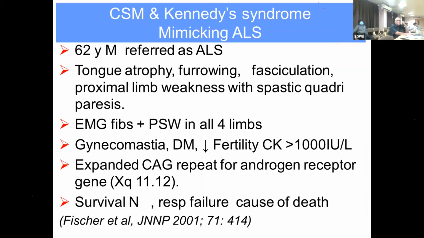A 62-year-old male was referred as ALS, with tongue atrophy. He has shown very nice tongue atrophy, fasciculation, proximal limb weakness with spastic quadriparesis, and positive sharp waves in all 4 limbs, gynecomastia, diabetes, elevated CK, and he may have sensory abnormalities. They have normal or reasonably long survival, and respiratory failure is the cause of death.